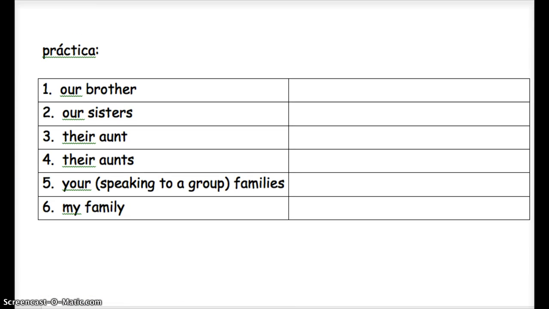Let's try some práctica here. Sometimes it's easier to see the concept with examples. Our brother. So brother, hermano, just like being in class with me. Hermano, singular, masculine, noun. So the our that you're going to choose has to match hermano. Nuestro hermano.